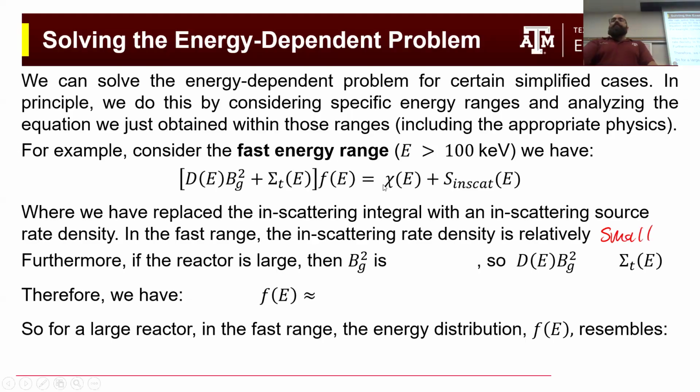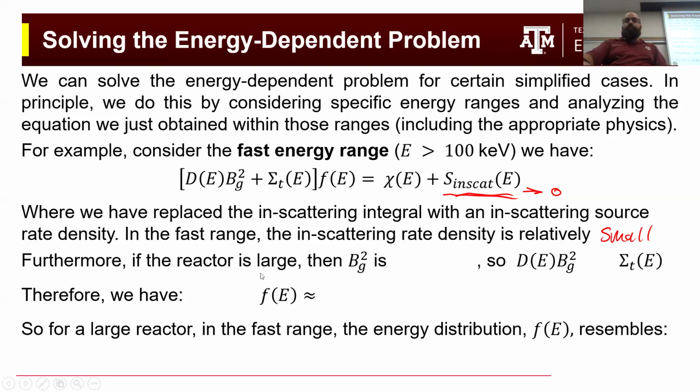And if I think about the fission spectrum in the fast range compared to that in-scattering in the fast range, the fission spectrum is going to basically dominate. Essentially, because of that first assumption, this term is basically going to go to zero. So that's assumption one: there's basically no in-scattering in the fast range.